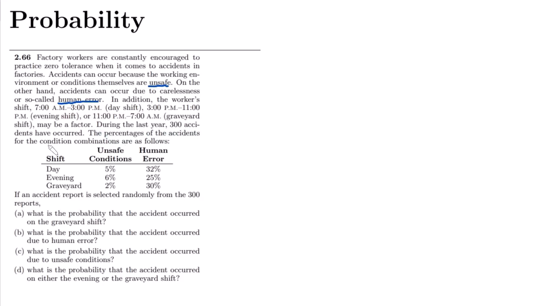During the last year, 300 accidents have occurred. The percentage of the accidents for the condition combinations are as follows. This is the data of the accidents, in which I have listed the shifts, the unsafe conditions, and the human errors as well. If an accident report is selected randomly from the 300 reports, I have to find the probability that the accident occurred on the graveyard shift.